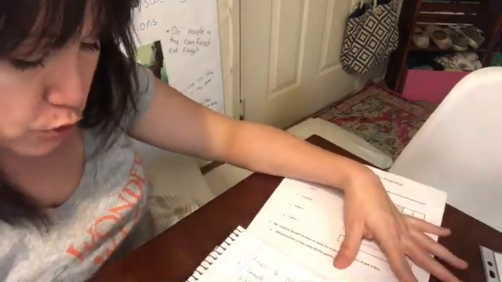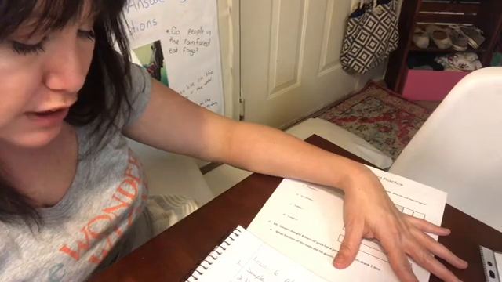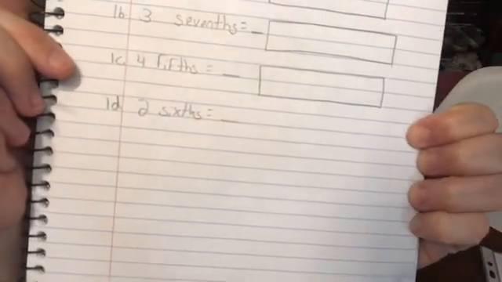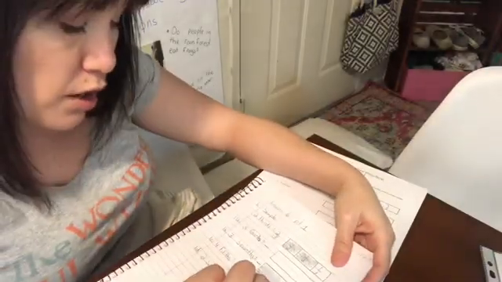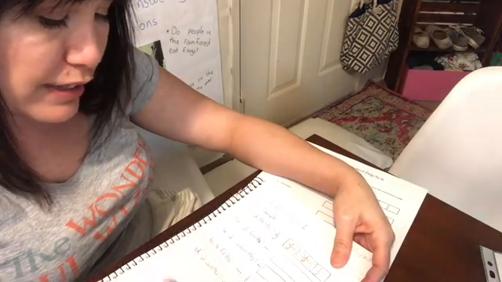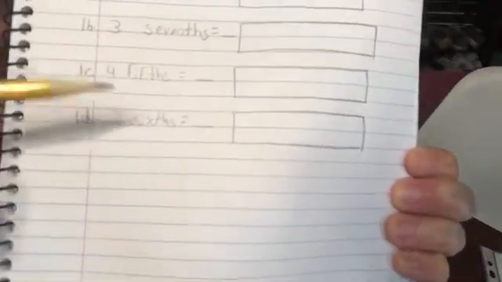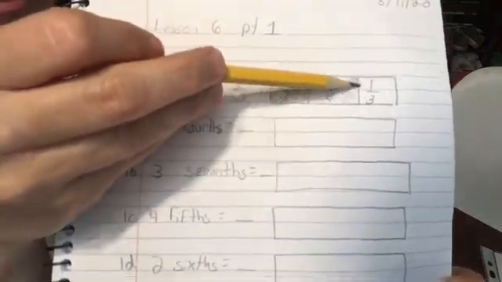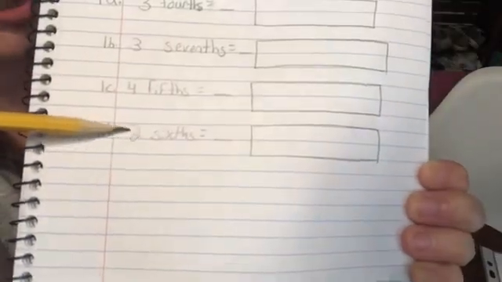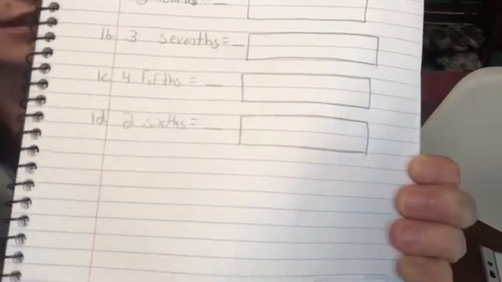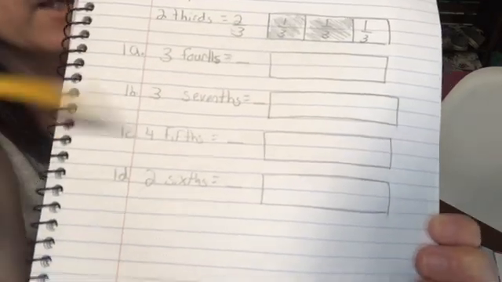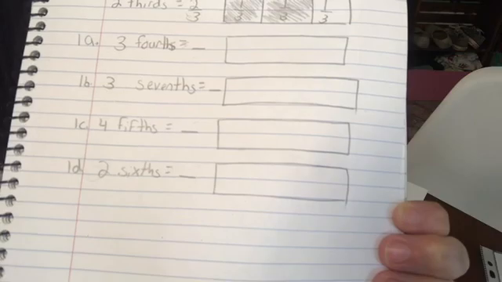1D is 2/6. Write 2/6 in unit form. Write it in fraction form. Draw your rectangle. Then independently, you're going to partition this rectangle into the right number of parts total. Label each of the units appropriately. Shade in the total number of units the problem is asking you for. When you're done with 1A through 1D, you may move on to number 2.